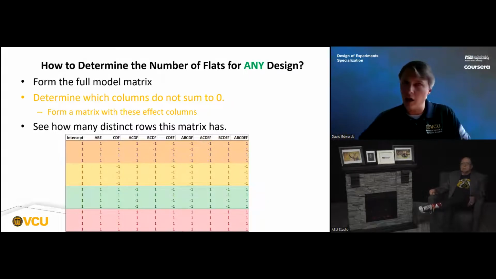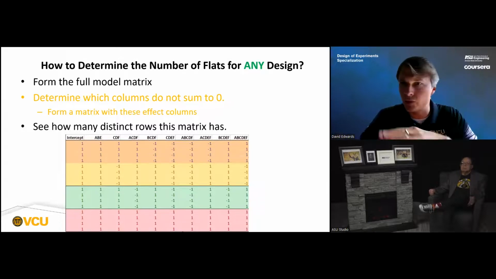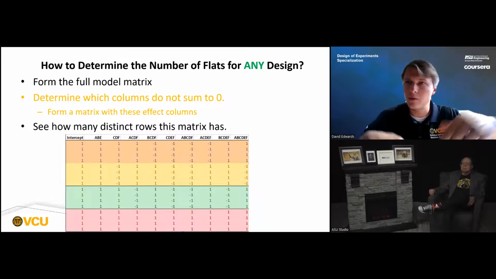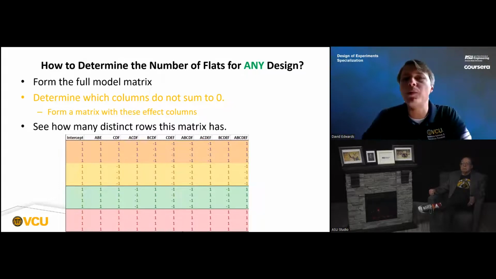And then look at all the columns. Which ones don't sum to 0? And pull those out, okay? So determine which columns don't sum to 0. Pull those columns out, sort them, and see how many distinct rows that matrix has.